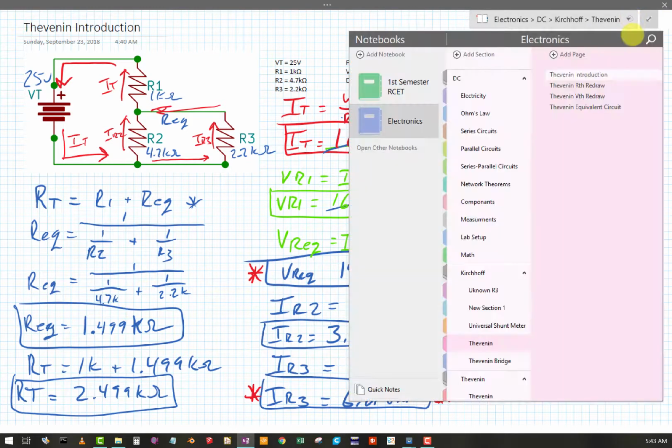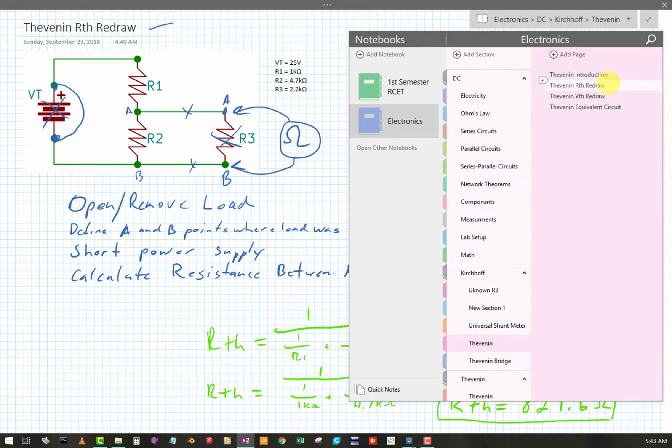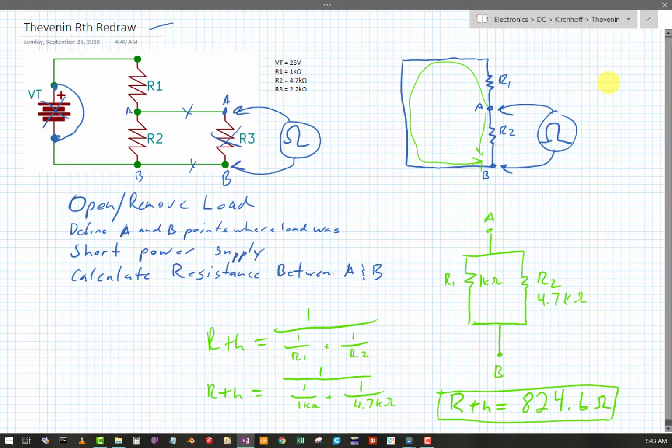Original circuit, find our Thevenin. So you're going to find the resistance that the load would see looking back at the rest of the circuit. Open or remove the load, define the A and B points, which pretty much is where the load was. Short out that power supply to provide that 0 ohm path where the power supply is, and then just calculate the resistance between A and B. So that is the resistance of the rest of the circuit as far as that load is concerned.